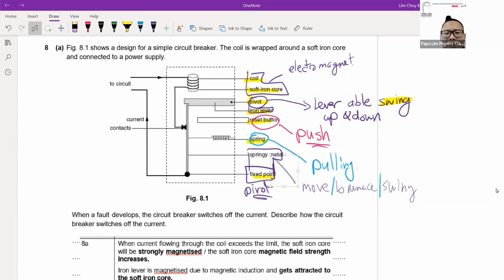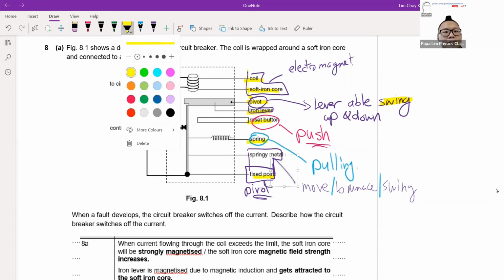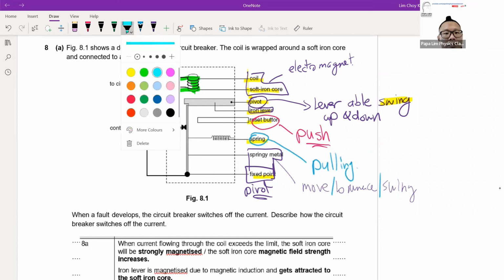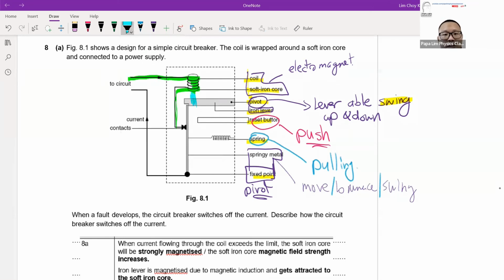The labeling is there for a reason. So before I start to look at the question, at least appreciate the labeling to see how it works. What happens is the current could be coming in. The moment I run the current through a core, it becomes an electromagnet. It's trying to attract this particular iron lever. The iron lever is attracted, so it will move up.